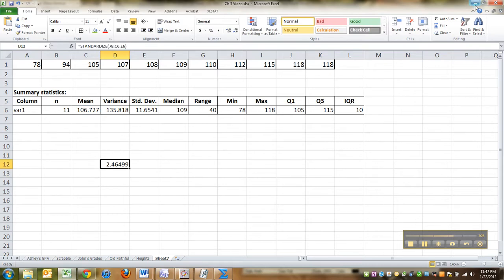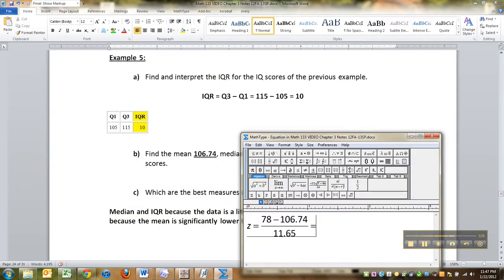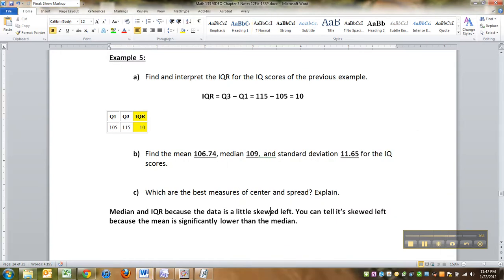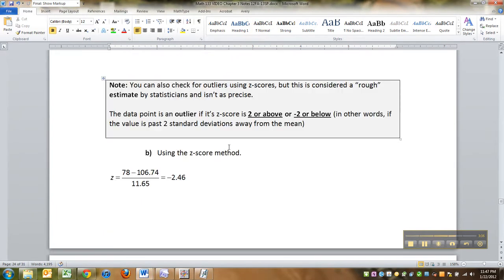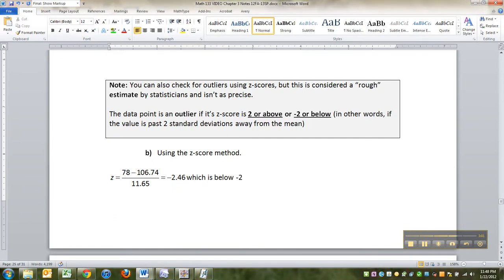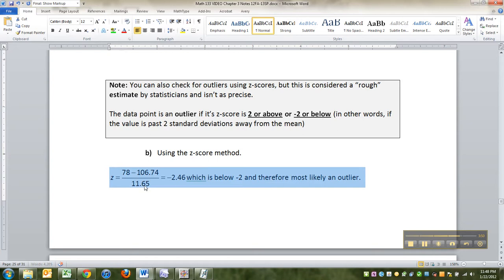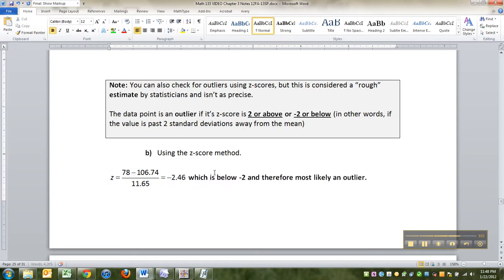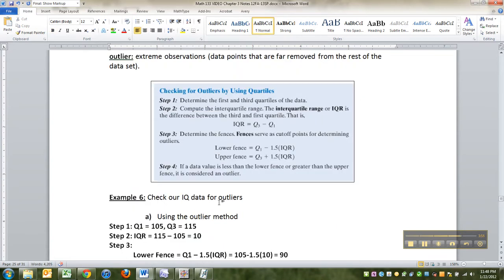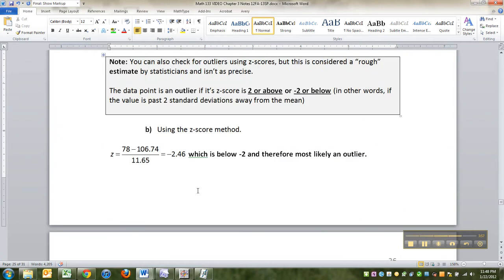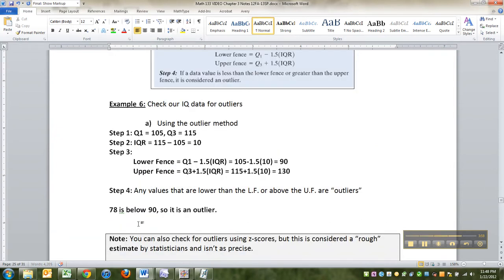That's -2.46, which is lower than 2 standard deviations, which is below -2, and therefore most likely an outlier. There we go. So that's the rule of thumb, kind of a rough way of measuring outliers. The official way is up here with the quartiles and all that jazz.